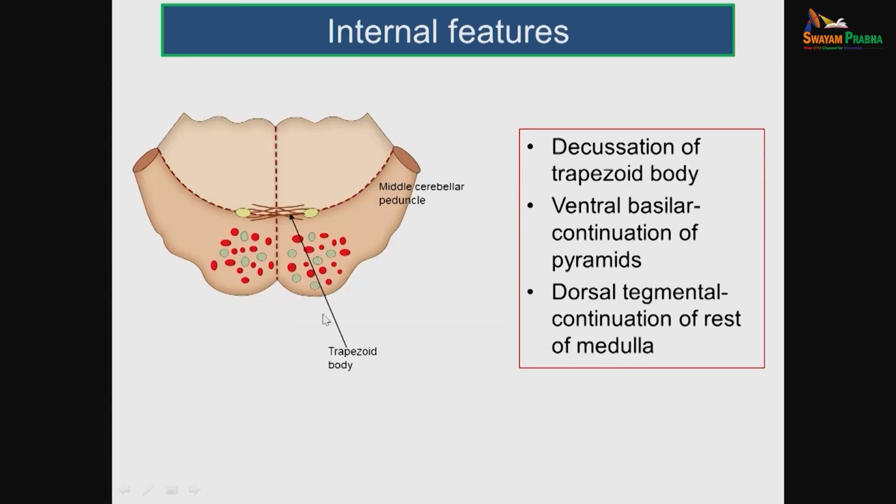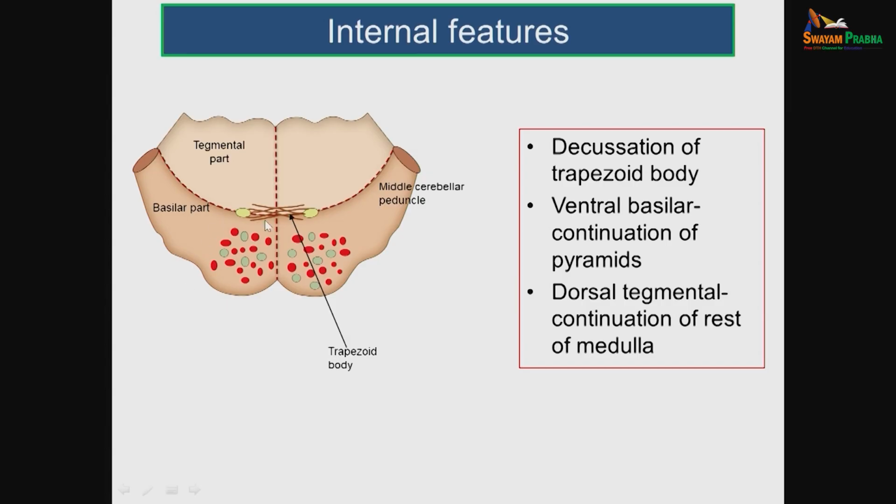Now, let us see the internal features of the pons. When we see the internal features, you can see in the center there is a trapezoid nucleus and the trapezoid body. This is the junction between the ventral part, called the basilar part, and the posterior part, called the tegmental part. The basilar part is nothing but the continuation of the pyramid of the medulla. The rest of the medulla continues as the tegmental part. So, anteriorly it is the basilar part and posteriorly is the tegmental part.